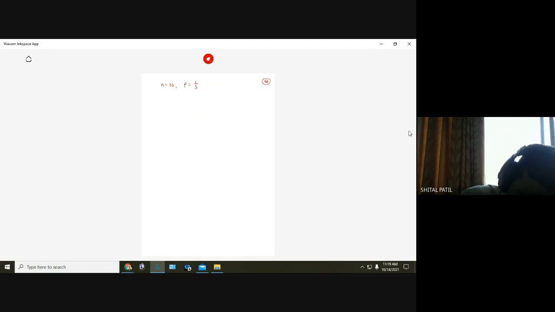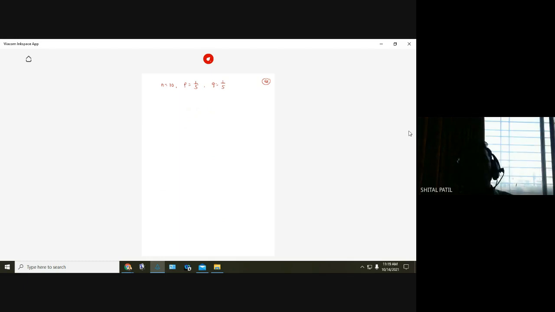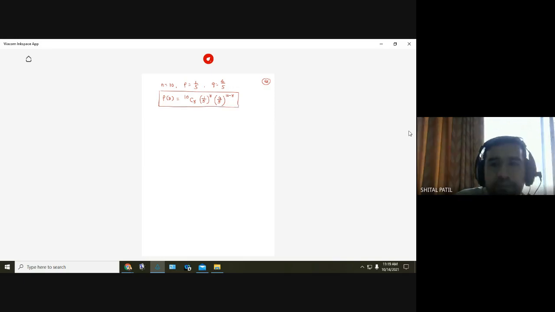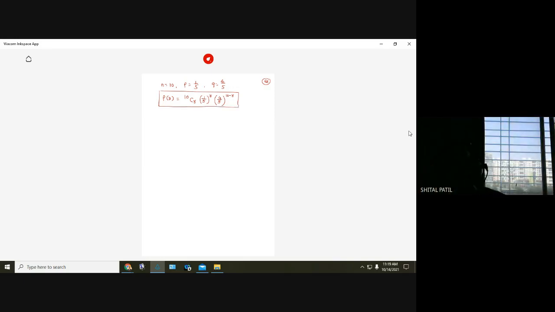P is 1/5, right? Q is 4/5. In the previous example, when we toss the coin, P and Q were the same, but it is not expected that P and Q are the same every time. They may be different. Okay. So P of R equals nCR, P raised to R, Q raised to n minus R. Right. ये है the probability of R people to be suffering from COVID.